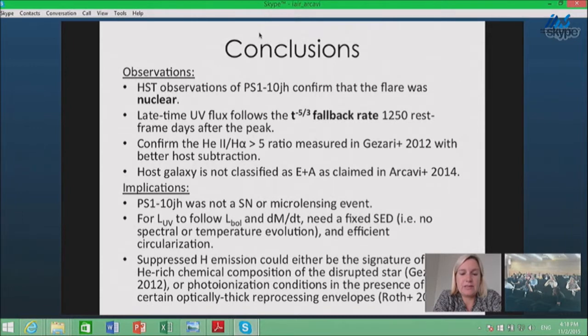But there's just recently, hot off the presses from Roth et al., some calculations which show some conditions in which you can get very extreme helium to H-alpha ratios with these optically thick reprocessing envelopes. So I look forward to learning more about that and figuring out what is the best explanation for our object.